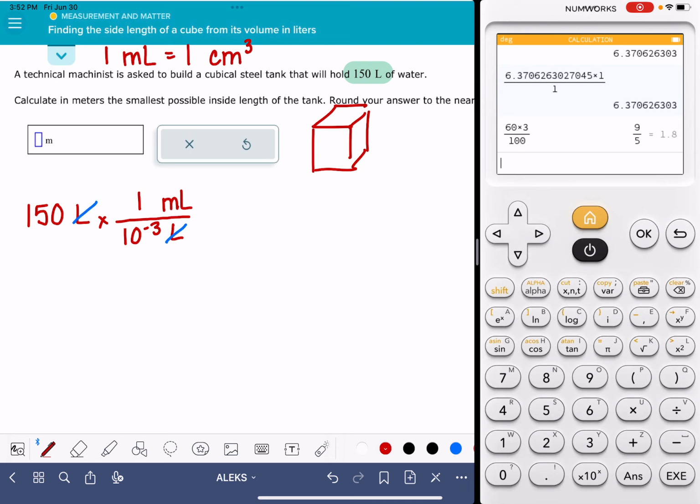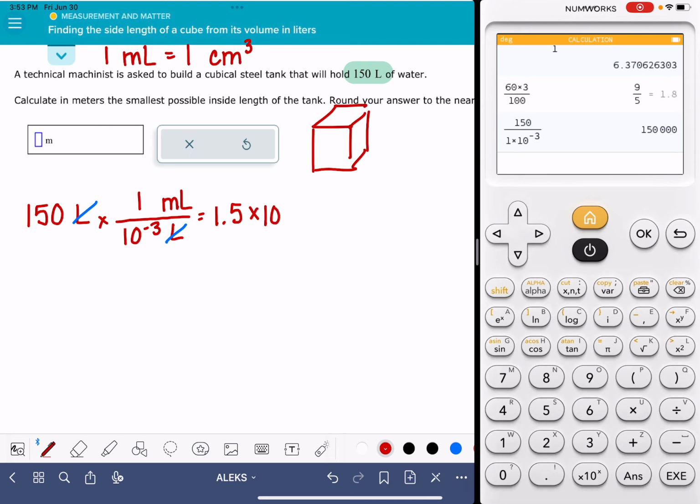And we can go ahead and check the math to see where we're at on this. 150 divided by 1 times 10 to the minus 3 is going to give us 1.5 times 10 to the 5 milliliters. And that's a 1-to-1 relationship between milliliters and cubic centimeters. So that's also, by the way, 1.5 times 10 to the 5 centimeters cubed. So that is the volume of the cubical steel tank that's going to hold 150 milliliters.